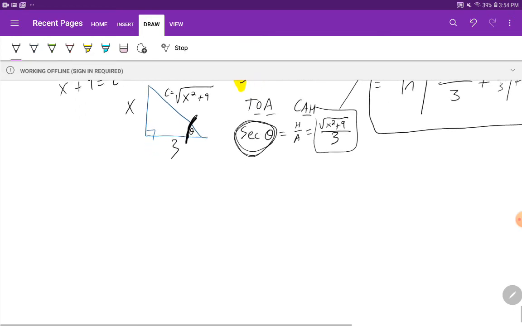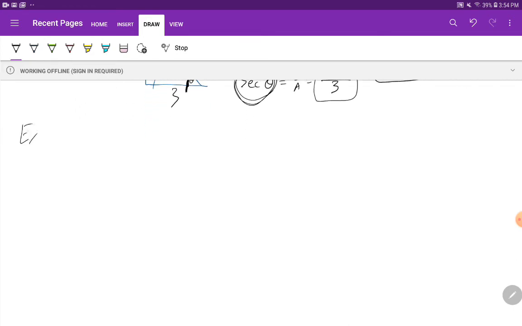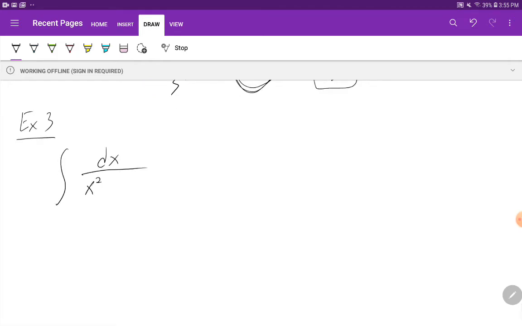Okay, so the third example is, let's see here, one second. The third example is this guy: integral of dx over x squared, square root of x squared minus 9. Ooh, seems kind of weird, I know, but we notice the form, right? Or I guess let me start from the beginning. I'm given this integral, and my thinking is this.